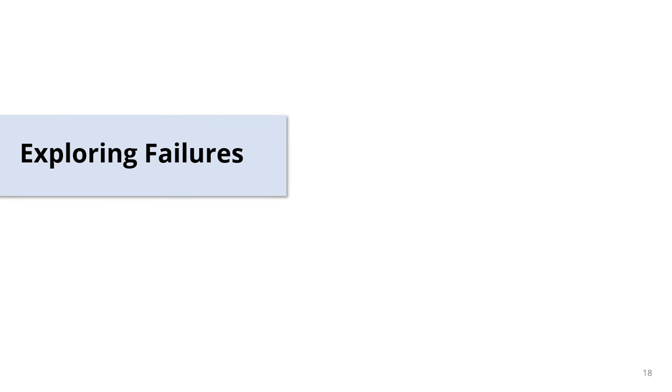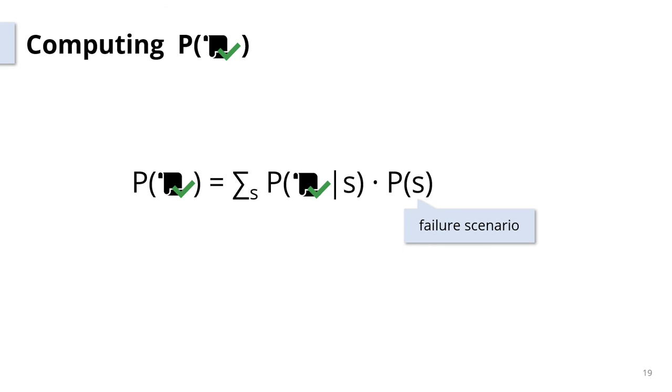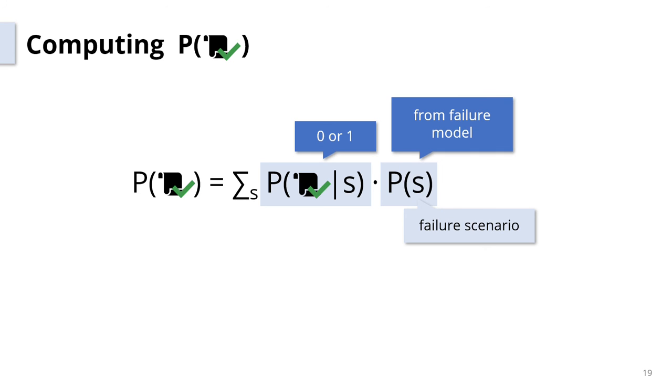Having seen the failure model, let's put all pieces together and explain how NetDice explores the space of failures. So the probability of the property holding can be unrolled as follows. We can sum over all failure scenarios the probability that the property holds given this scenario, which is either 0 or 1, because the property either does or does not hold, times the probability of the failure scenarios. This we can obtain from the failure model seen before.